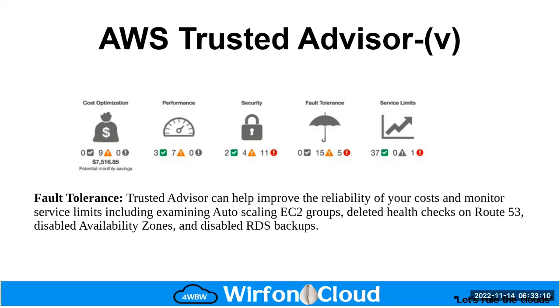So for fault tolerance, it can also improve the reliability of your application, including examining auto-scaling of your EC2 groups, the deleted health checks on your Route 53, the disabled availability zones and disabled RDS backups. For example, if you don't have RDS backups, it will let you know that your RDS is not being backed up. You need to check that you are backing it up in case there is a fault. You might just lose your data.